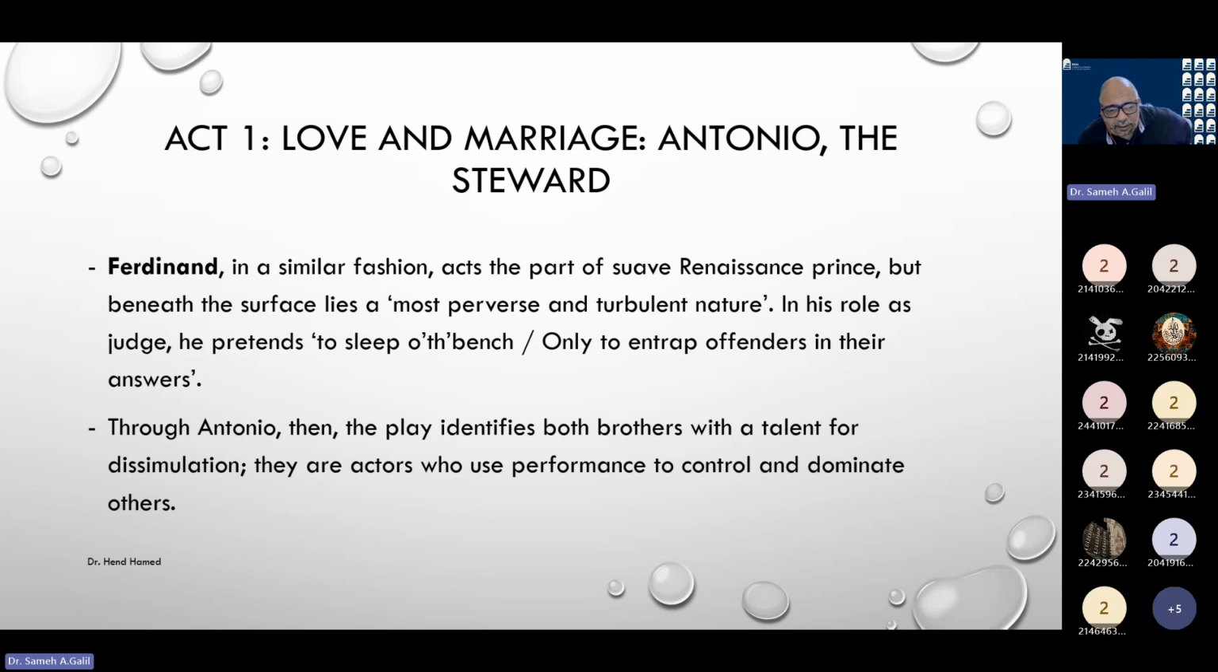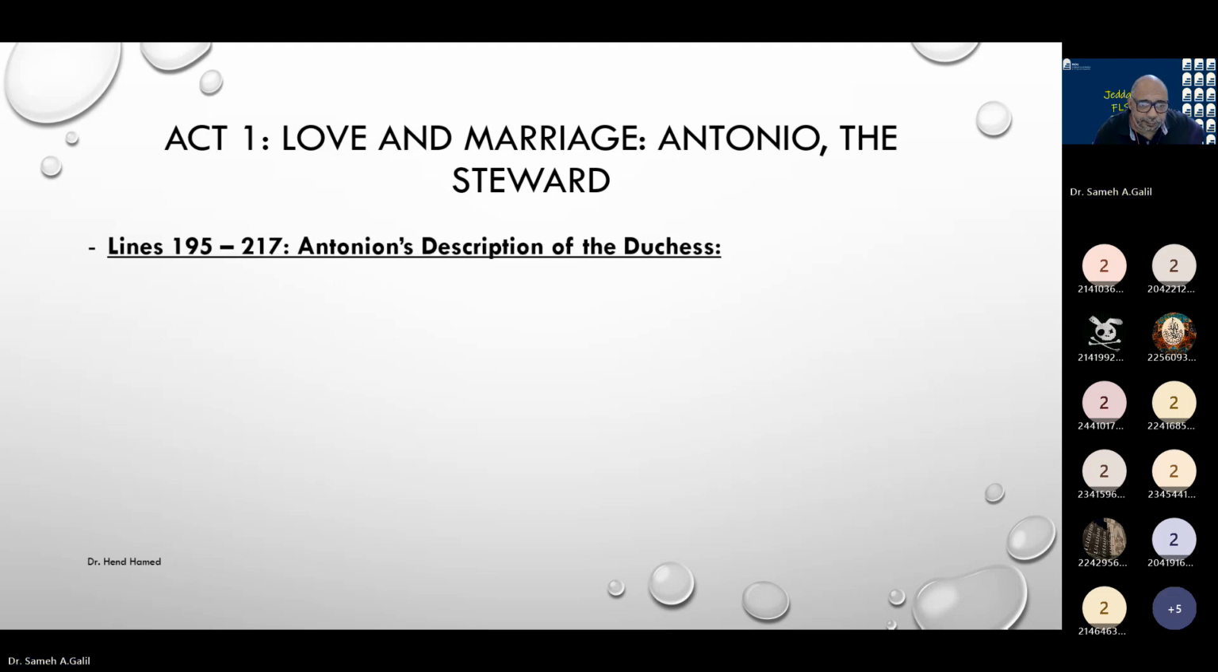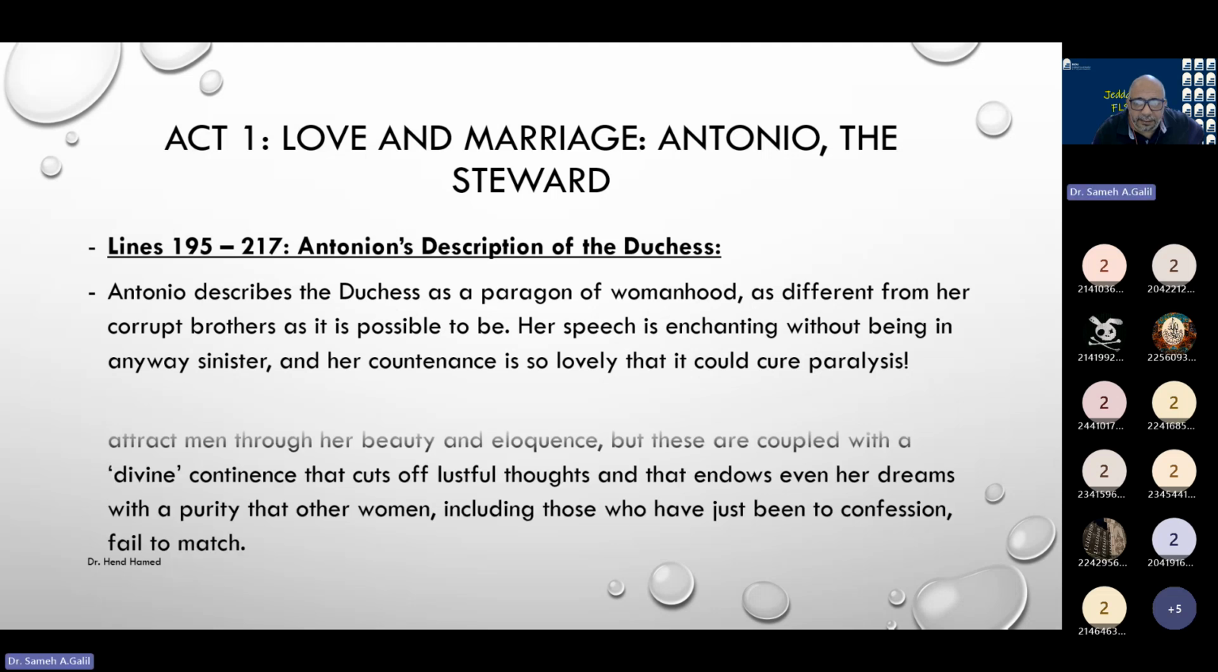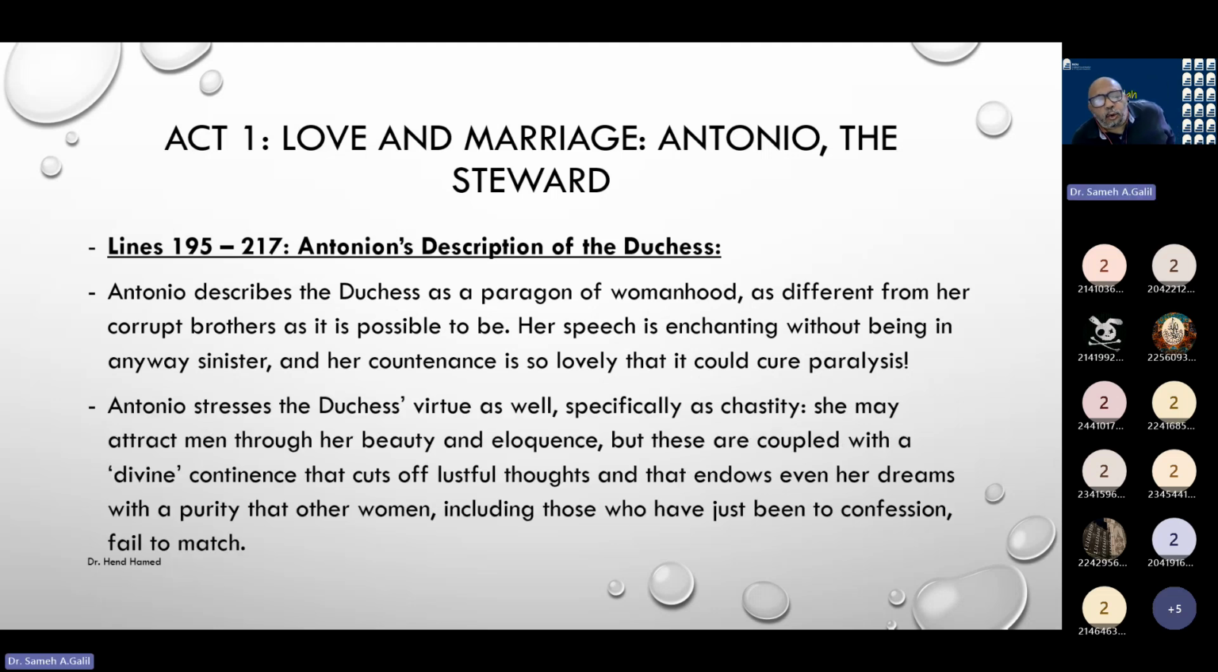So as you can see, through Antonio, the play identifies both brothers with a talent for dissimulation. They are actors who use performance to control and dominate others. And then we have Antonio talking about the Duchess. According to him, she is a paragon of womanhood. She is a model. And he says that it is true that she is the sister of those two corrupt brothers, but she is pure and innocent.